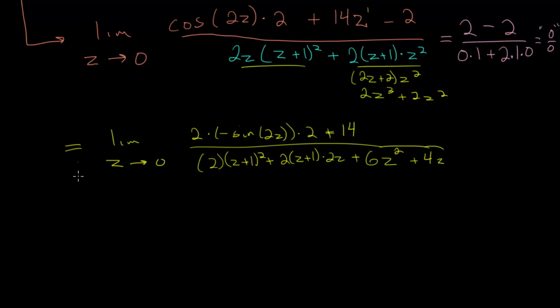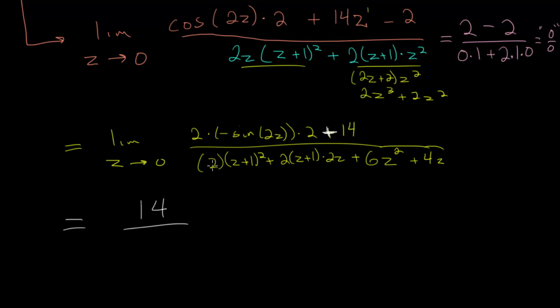And let's now plug in a z value of 0 to see if we get an indeterminate form or if this actually evaluates. In our numerator, we get twice the negative sine of 2z, or 2 times 0, but the sine of 0 is 0. So this first term is just 0. 2 times 0 times 2 is 0. Then we add 14, that is addition by 14. So our numerator is just 14.